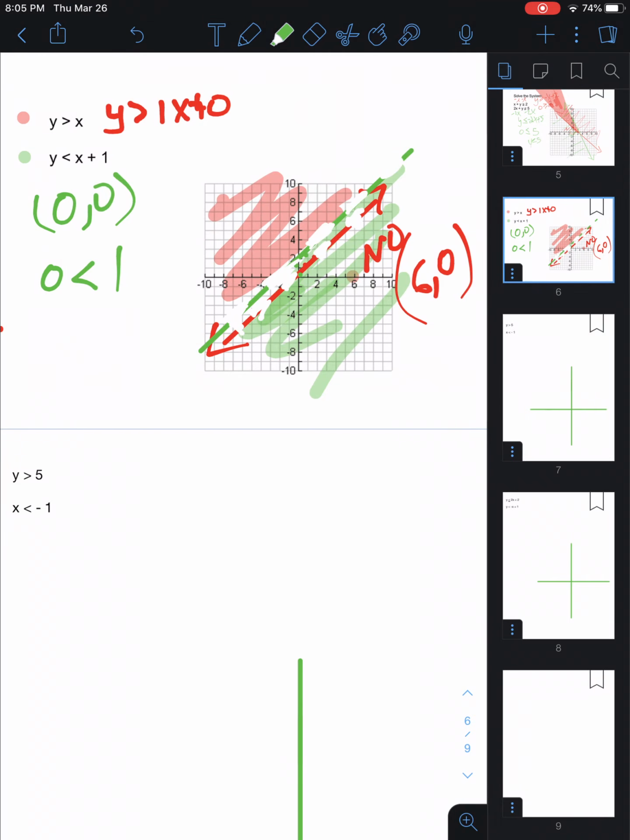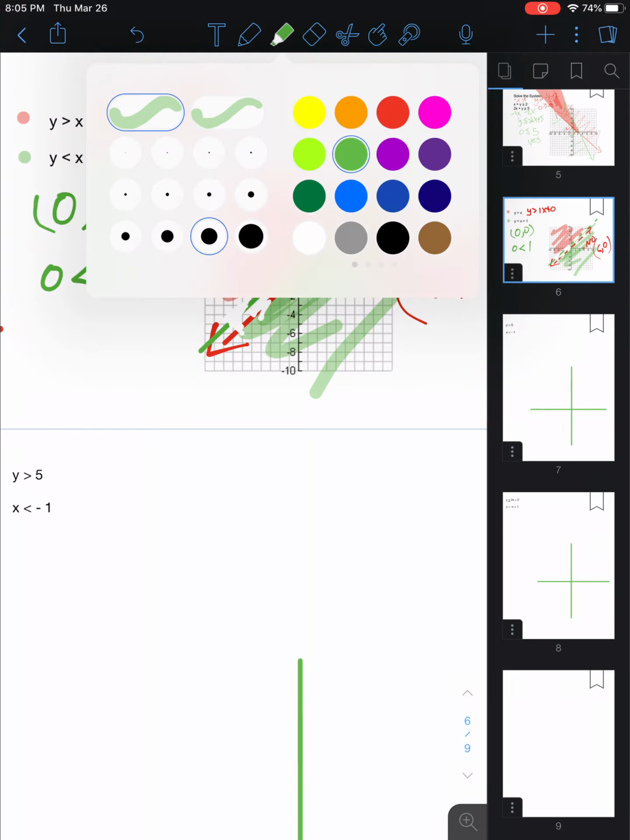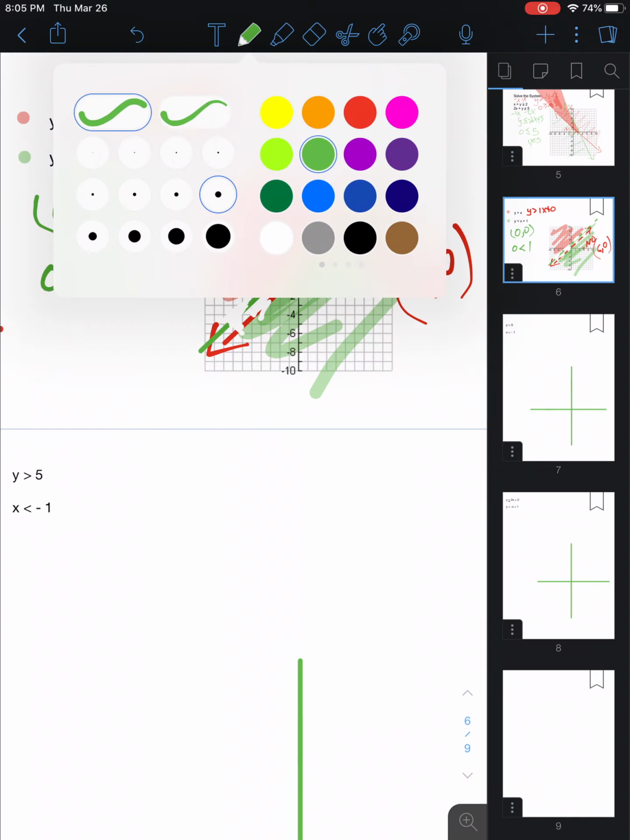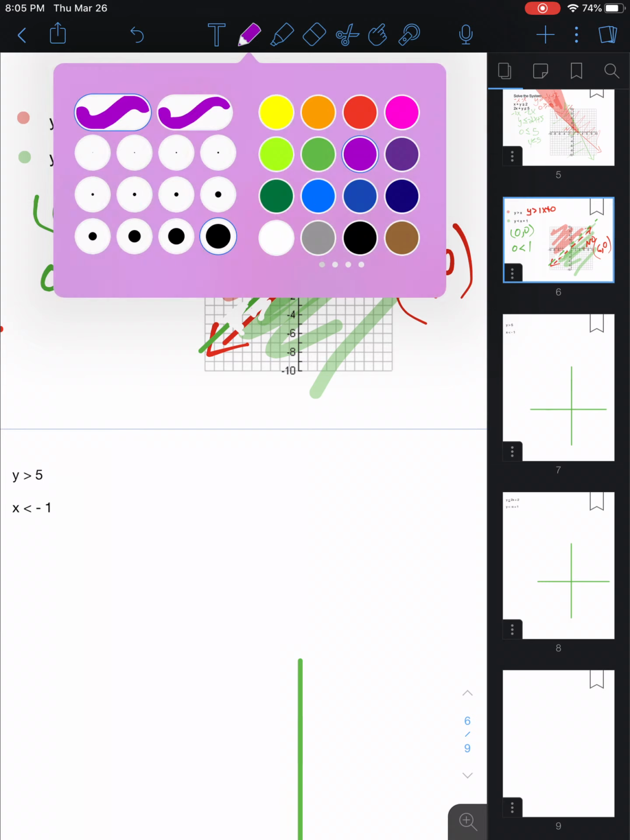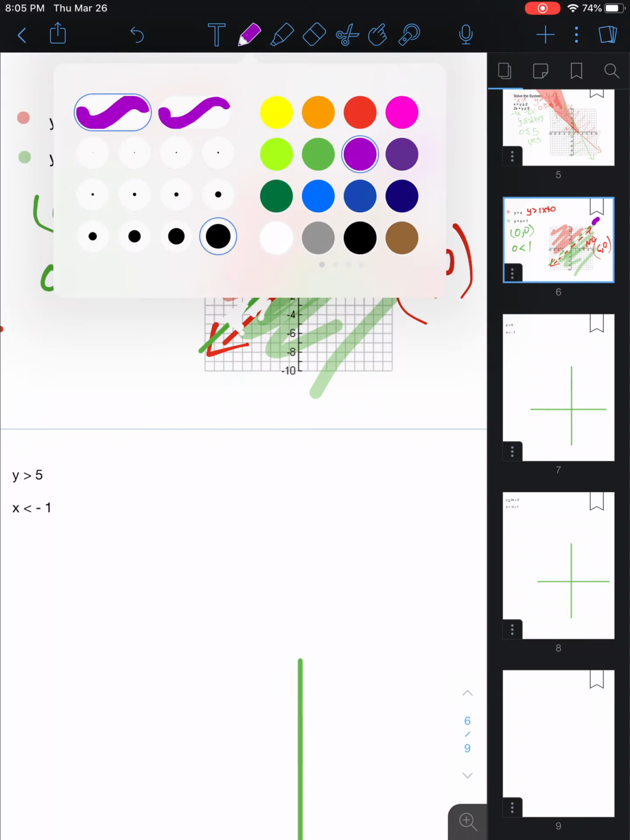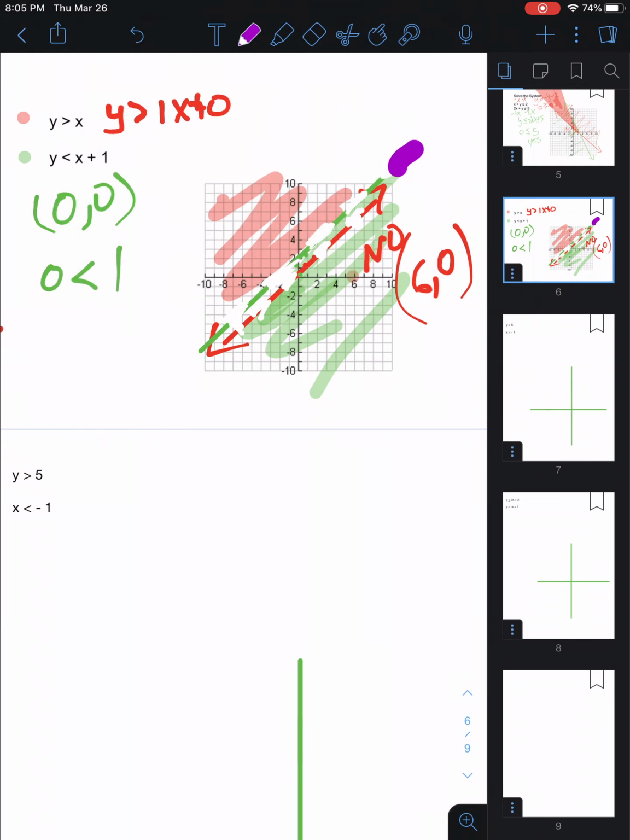Well, the red side and the green side overlap actually in one little spot. So if I go real thick, and I get the real big dot, and I'll go with purple, where those two intersect is, whoa, that's too thick. Sorry about that. Let's go back to about this dot. And it's going to be this section right in here.